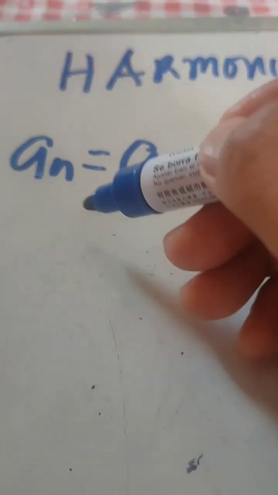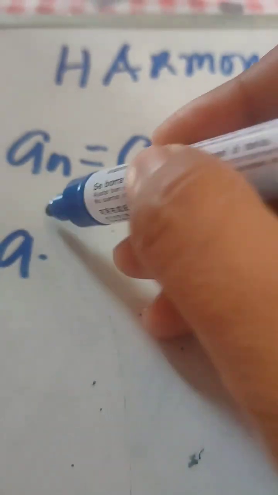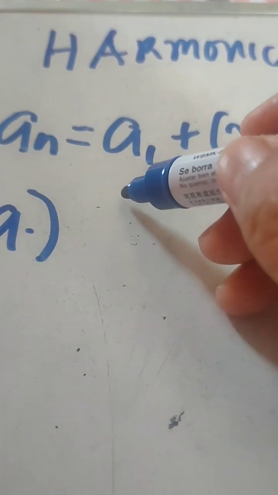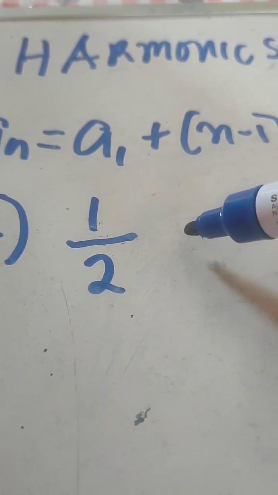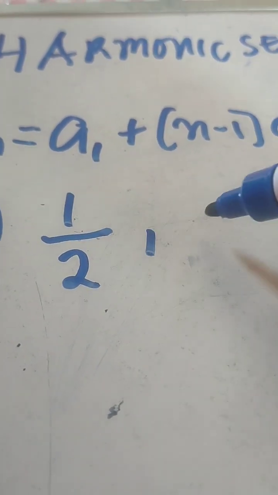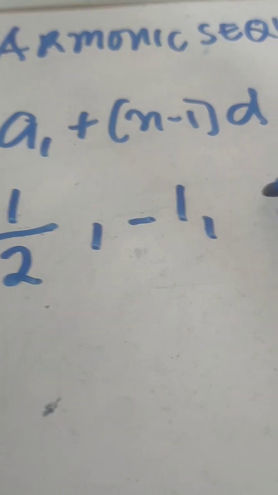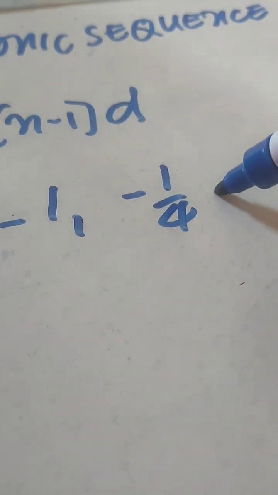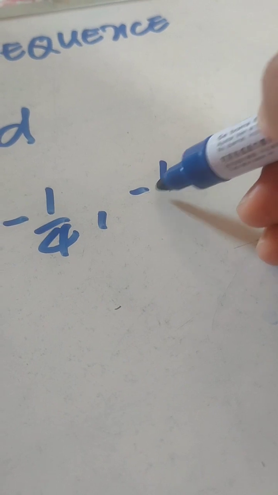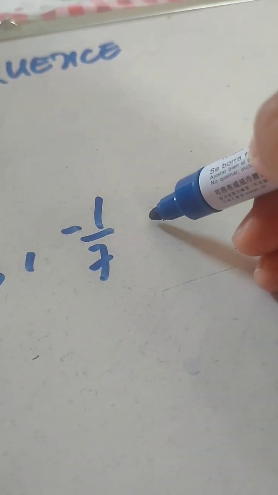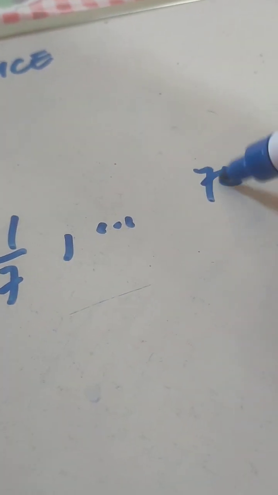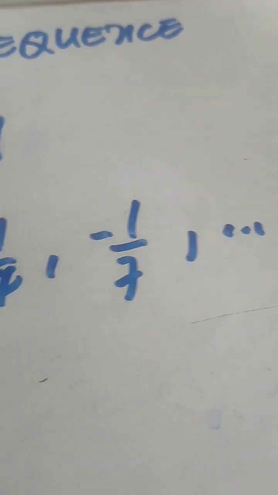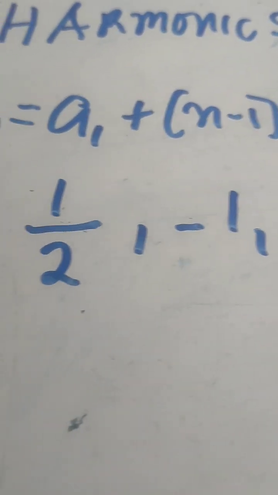So the given problem in letter A, where most of the students made a mistake: the first terms of the harmonic sequence are 1/2, -1, then -1/4, then -1/7. What is asked here is the 75th term. Could you imagine if you did the manual computation in this problem, how long would it take you to arrive at your answer?